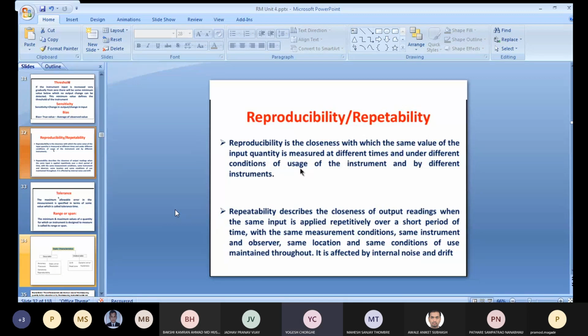Next will be the repeatability or reproducibility. Can anybody explain this? Firstly, explain reproducibility in the instrument, what does it mean? Definition in front of you. So I'm expecting an answer from your side.